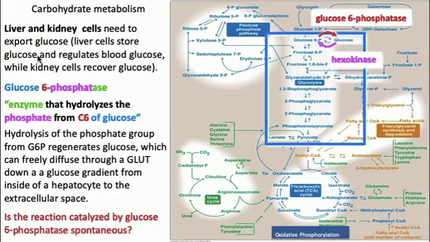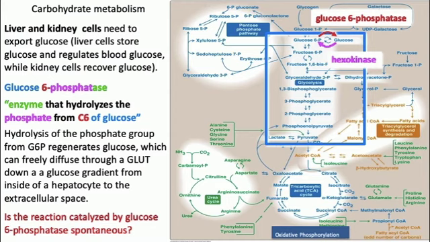Liver cells specifically need to export glucose. Liver cells store glucose in the form of glycogen during times of plenty, and then when blood glucose is low, the liver cells tear the glycogen apart and release the glucose to replenish the blood glucose supply. Also, kidney cells need to export glucose, and that's because they recover glucose that might be lost through filtration.